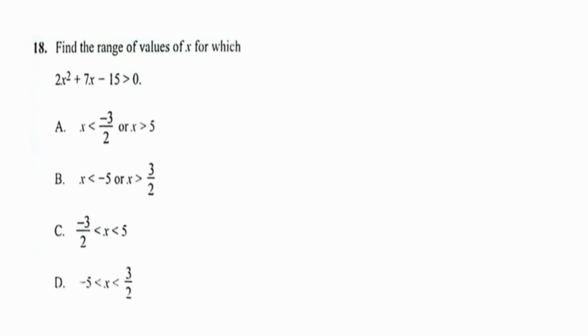And it reads: find the range of values for which 2x squared plus 7x minus 15 is greater than 0. I said earlier that this is a quadratic inequality question. And if a graphing calculator were permitted on this exam, we would just get onto any graphing calculator, for example Desmos, and then put in this inequality and the shaded region becomes our answer. And I will demonstrate that quickly using Desmos.